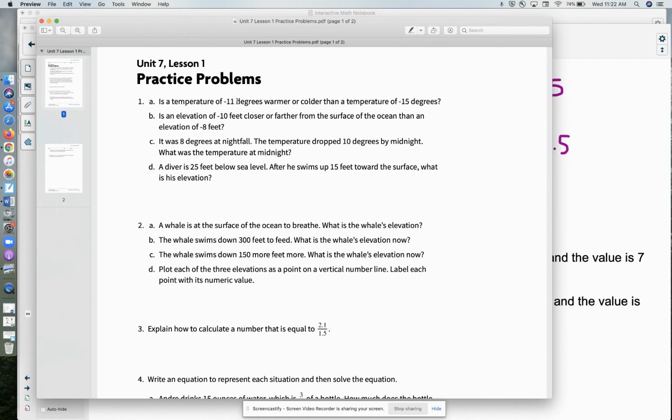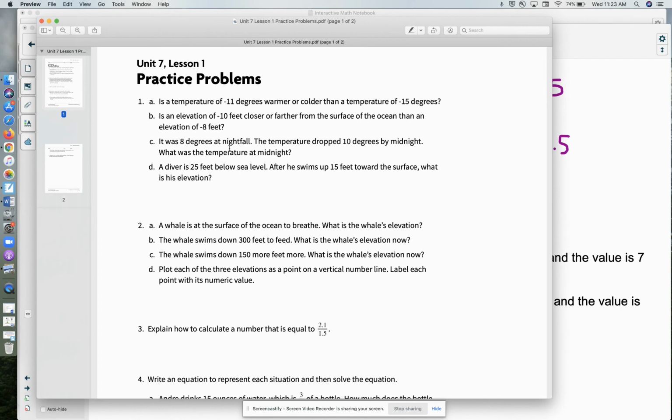Number 1A: is a temperature of negative 11 degrees warmer or colder than a temperature of -15? It's warmer. Yeah, -11 on the number line is to the right of -15. Anything to the right is warmer or more. Is an elevation of -10 feet closer or farther from the surface of the ocean? Now, in this case, surface of the ocean means sea level. -10 feet is farther from sea level.